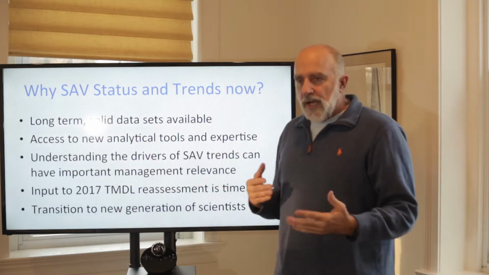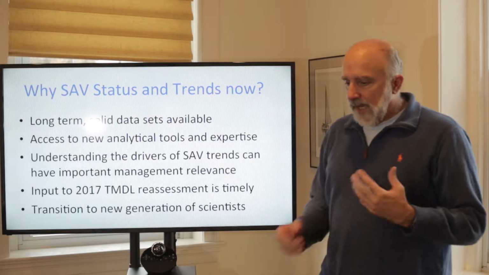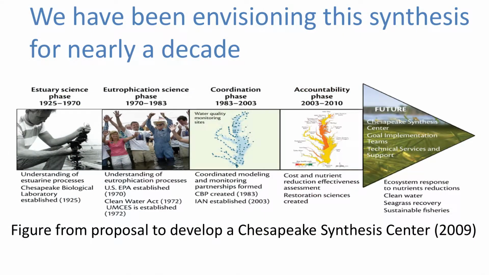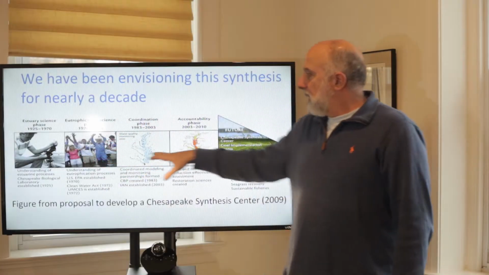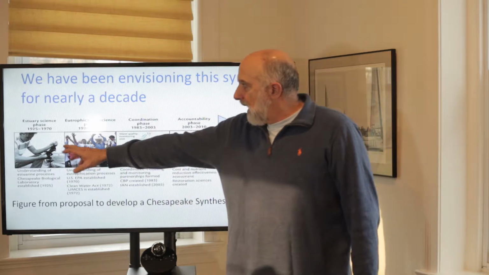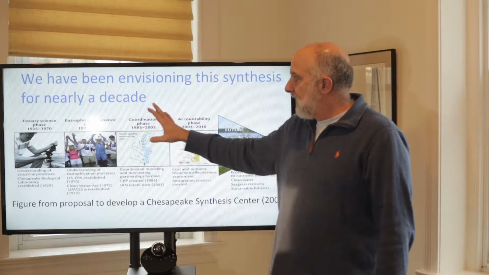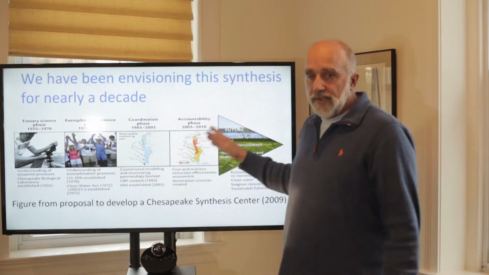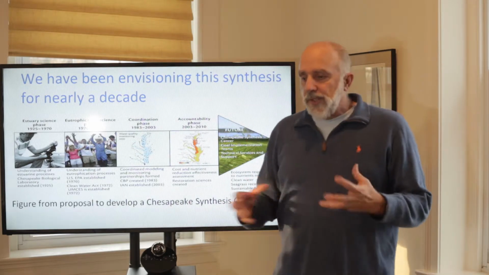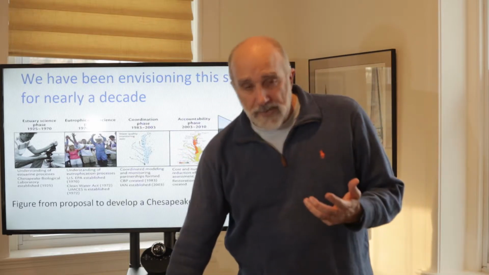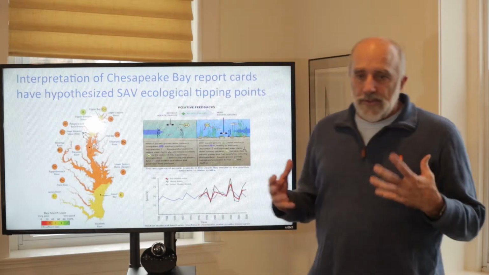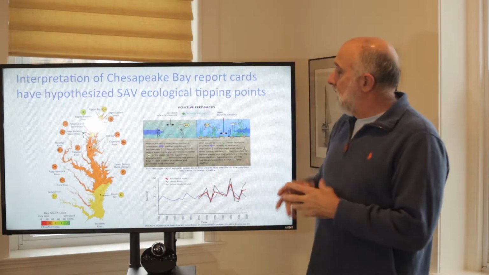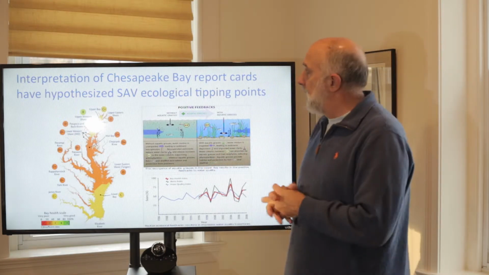We also, Bob Orth and I, in putting this group of scientists together, wanted to transition to a new generation of young scientists. This is something Bob and I have been envisioning for nearly a decade. We put a proposal to the Bay program back in 2009, and we talked about the estuarine science phase, the eutrophication phase of the Bay program, the coordination of the modeling and the monitoring, and then this accountability phase, which led us into the TMDL. And we envisioned a future in which we use good synthesis. So this opportunity that presented itself with the SAV trends was a fantastic opportunity that we saw to do a synthesis in light of the Bay program in a management context.